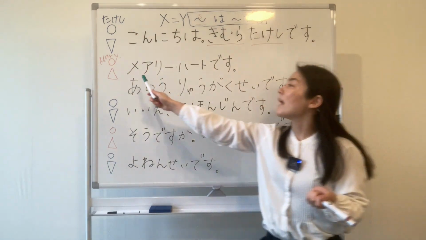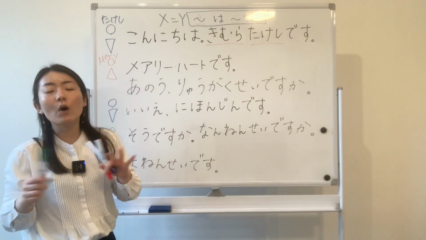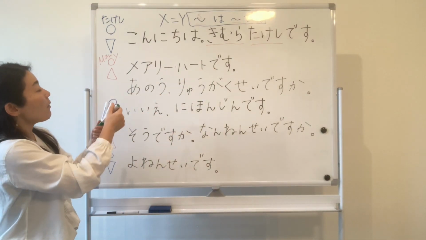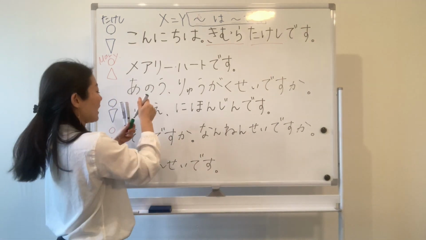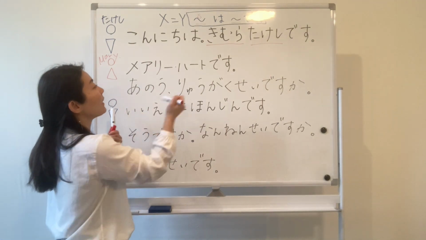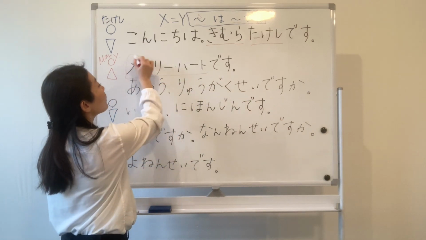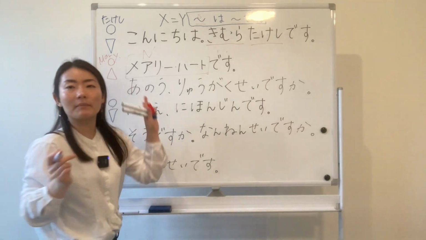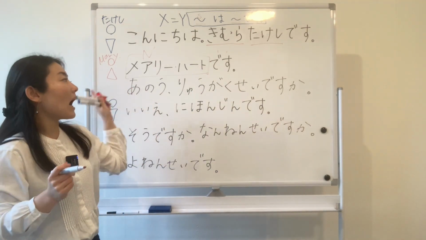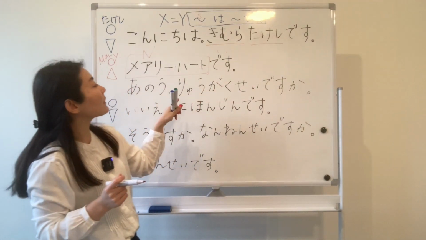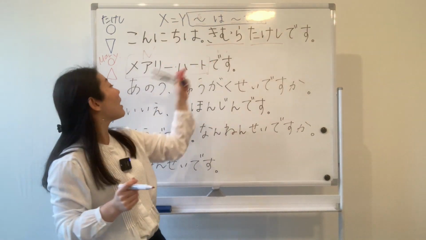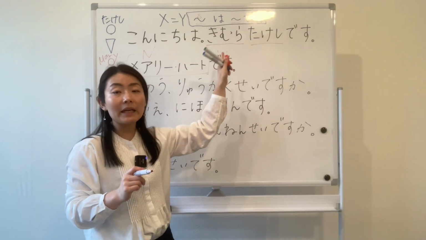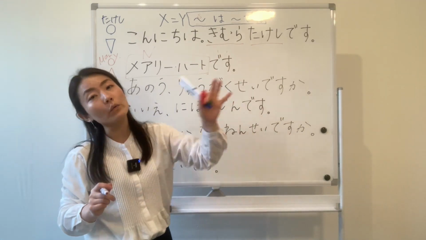Then, Mearii-san also introduced herself. Mearii Haato desu. So, this part is her name. Her name is noun plus です。Mearii Haato desu. And Mearii-san wanted to know if Kimura Takeshi-san is an international student or not.